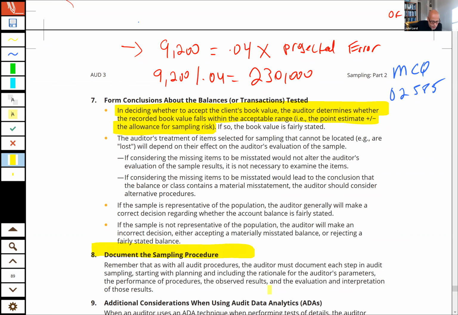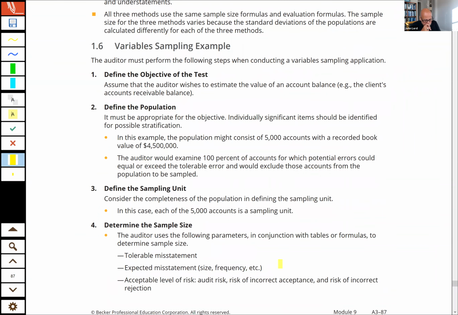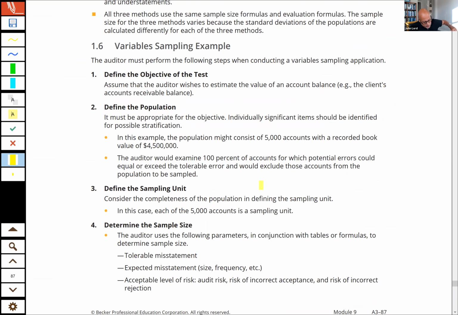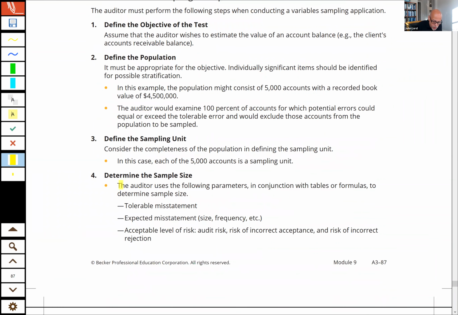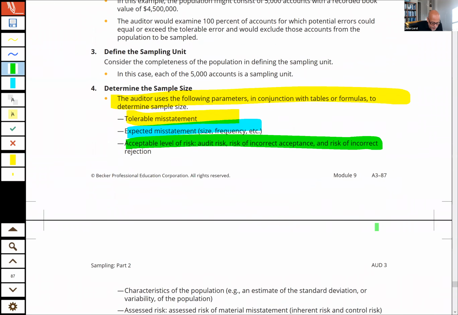Now, before we turn our attention to the discussion of dollar unit sampling, let's just take a look at how these different factors will affect sample size, because I want you to flashcard this because they will be asking you questions like this. So the auditor uses the following parameters to determine sample size: tolerable misstatement, expected misstatement, and acceptable level of risk, which is the acceptable level of risk of incorrect acceptance and risk of incorrect rejection. Now let's see how these affect sample size.